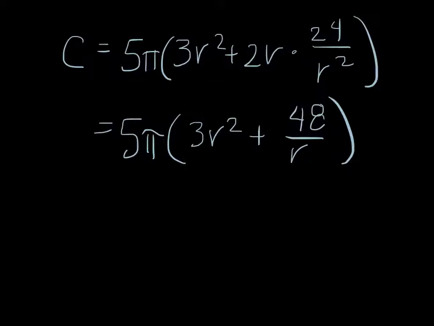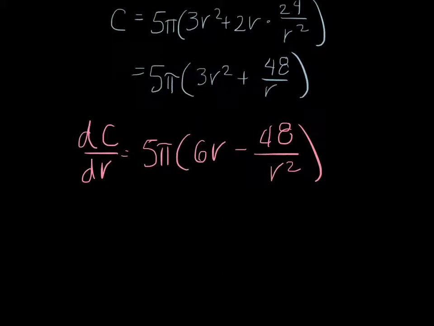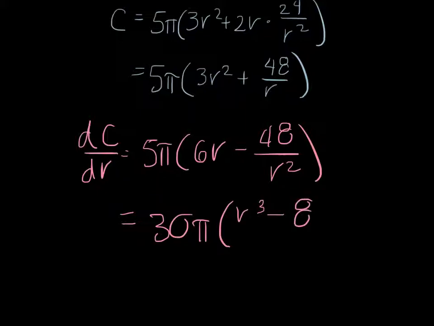Next, we find the critical numbers by differentiating with respect to r. We end up getting dC/dr equals 30 pi times r cubed minus 8 over r squared. Since dC/dr equals 0 when r equals 2, we see that 2 is the only critical number.